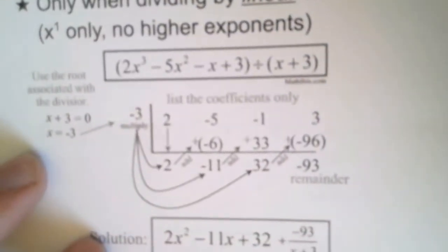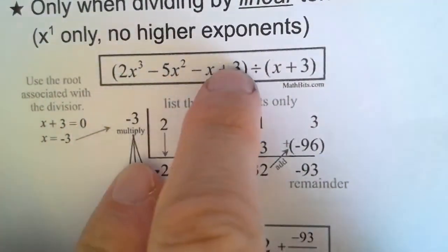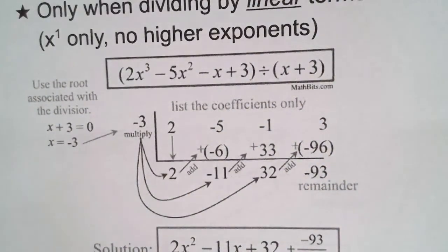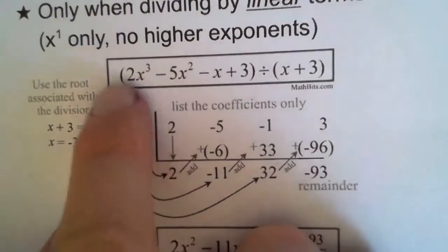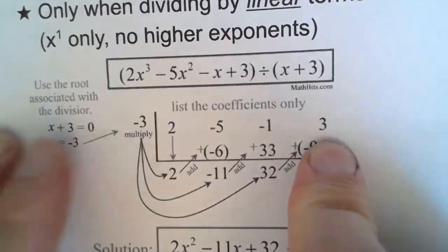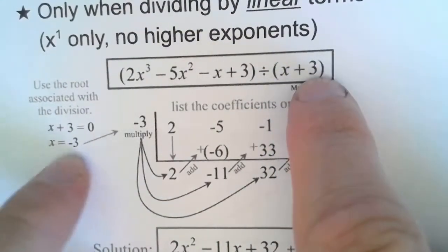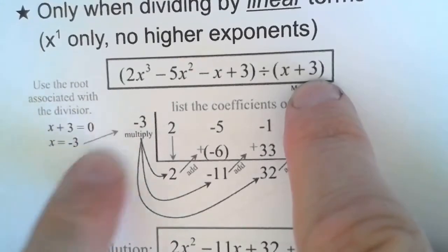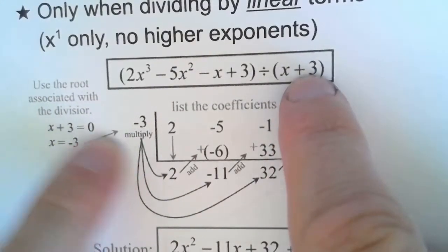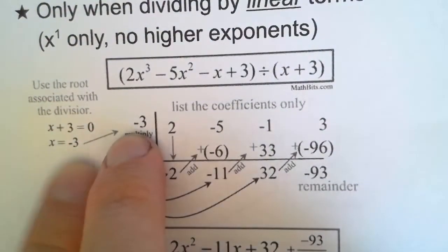Okay, so here's what we do. We just copy down the coefficients. We list the coefficients only. There's all this work, all this writing that we did, writing all the x's over and over again. What if we just look at the coefficients, just the numbers? So we copy down the 2, the -5, the -1, and the 3. And then what we're dividing by, we do the normal thing of thinking that x plus 3 goes with x equals -3. Again, we've done that a whole lot. The factor x plus 3 goes with the root x equals -3.